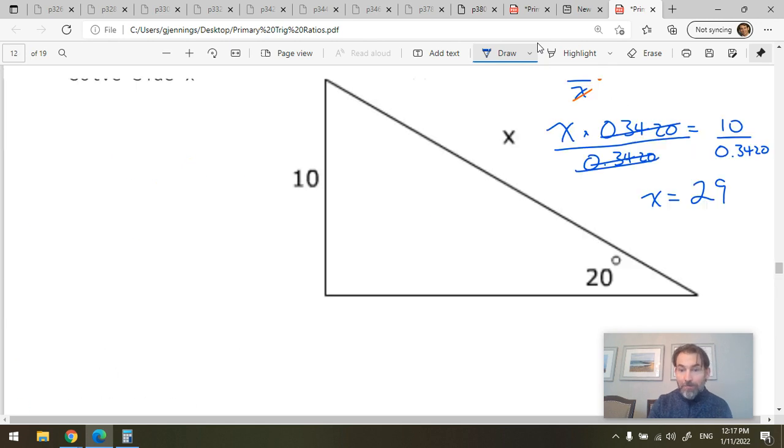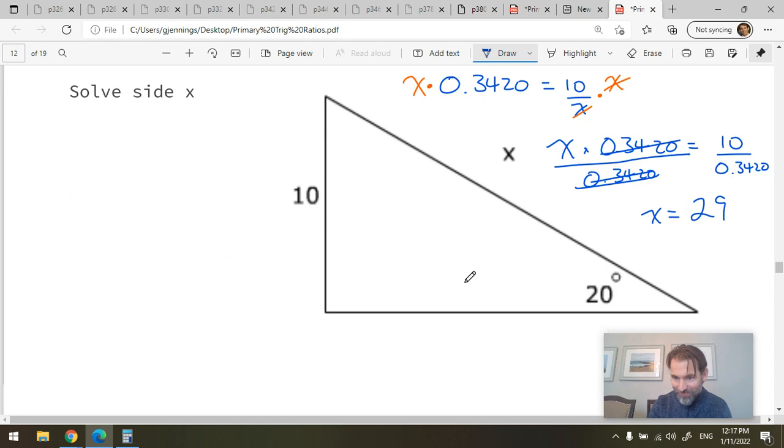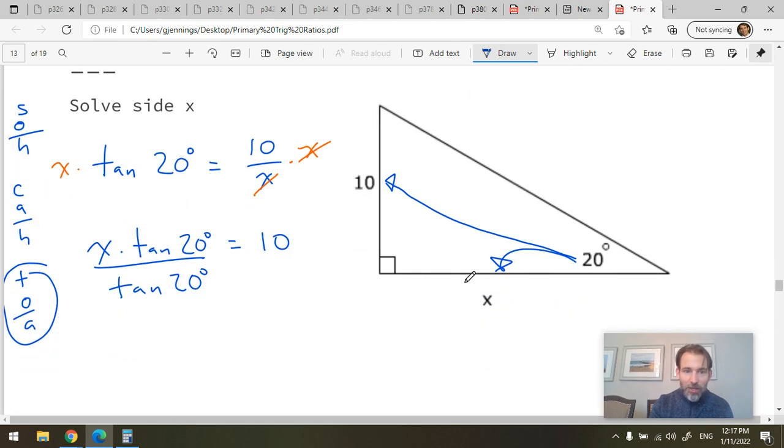Notice up here, Johnny, I had evaluated sine 20 and wrote down a decimal approximation, and then I divided both sides by that decimal approximation. It's the same thing if I don't approximate and I just go ahead and divide first by tan 20. Divide both sides by tan 20. This tan 20 cancels that tan 20, and it will give me x is equal to 10 divided by tan 20.